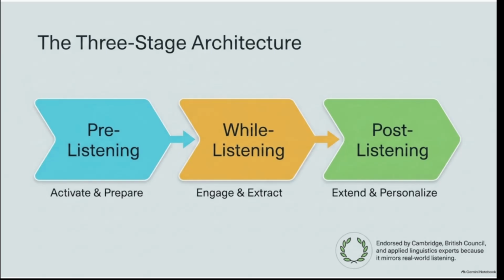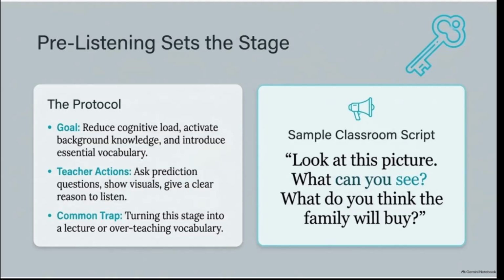For example, if students listen to a conversation about shopping, the pre-listening stage might involve predicting what a family will buy. During listening, students identify the items they actually buy. After listening, students could role-play a customer and cashier. Notice how each stage naturally prepares for the next.